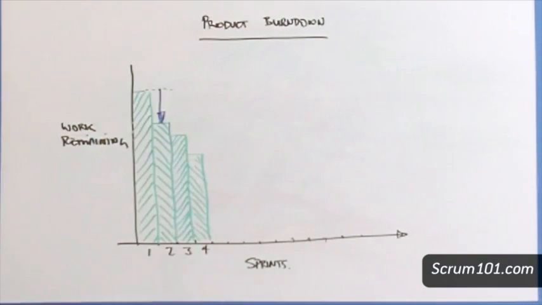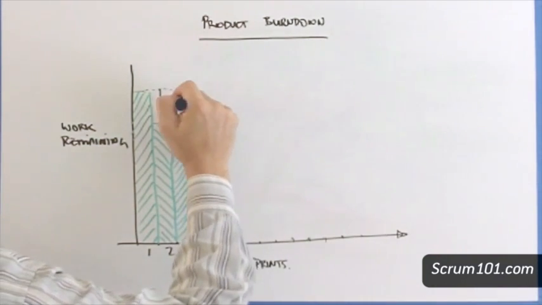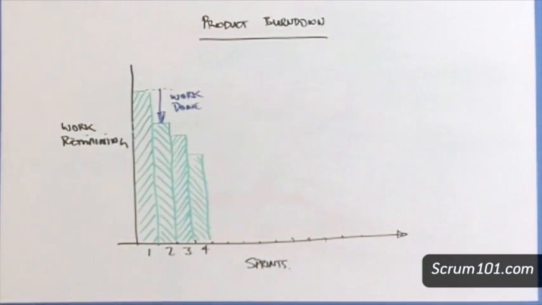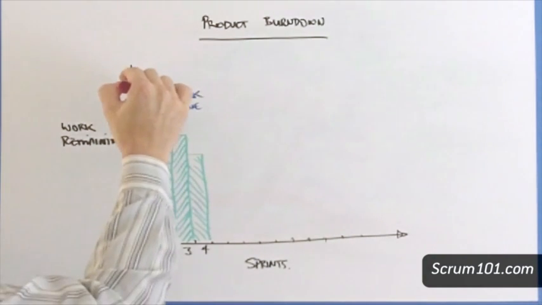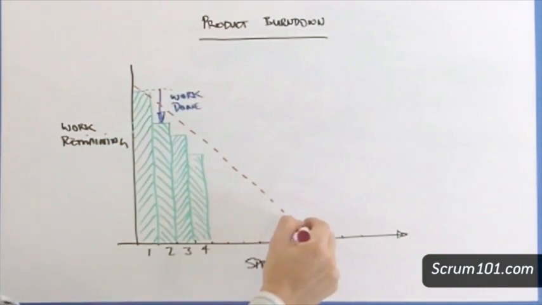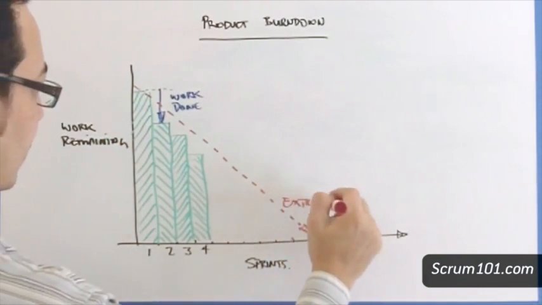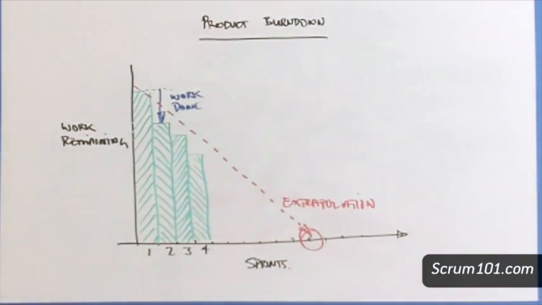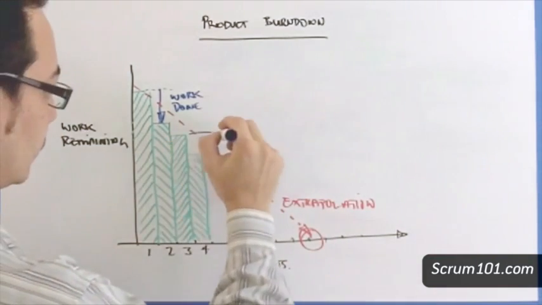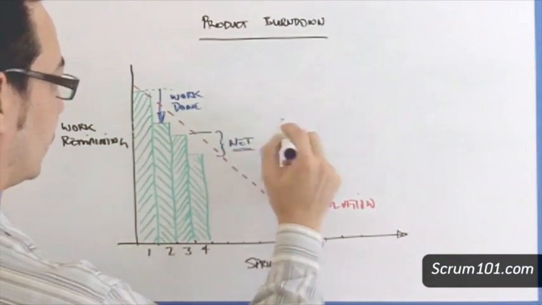By referring to the difference in bar heights between sprints 1 and sprints 2, we can see an amount of work was completed from the product backlog. Similarly, between sprints 2 and sprints 3, further work was completed. And between sprints 3 and 4, yet more work was completed. We can now project a trend line through the top of the graphs and extrapolate a date when we think we might finish the product.